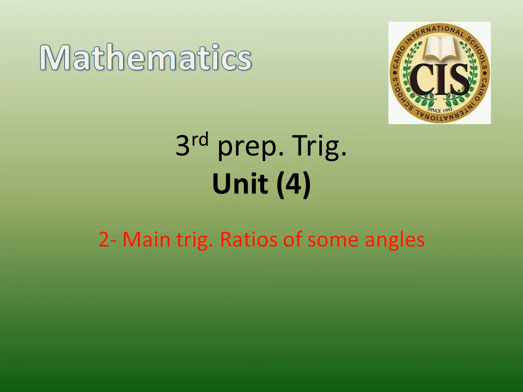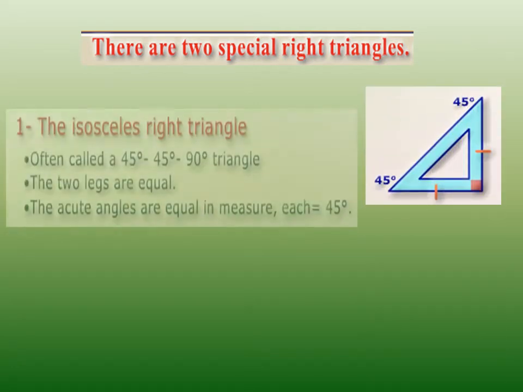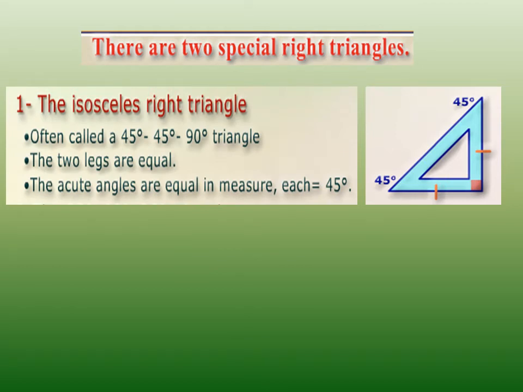Trigonometry. Unit 4. Main trigonometric ratios of some angles. There are two special right triangles. Number 1, the isosceles right triangle, often called a 45 degrees, 90 degrees triangle. The two legs are equal. The acute angles are equal in measure, each equals 45 degrees.